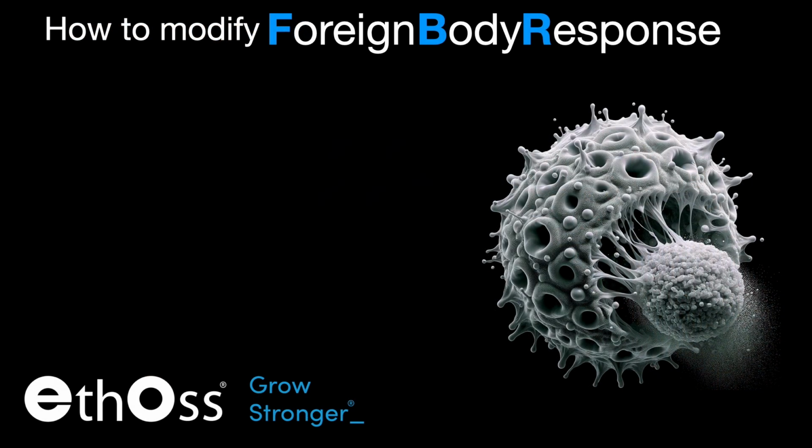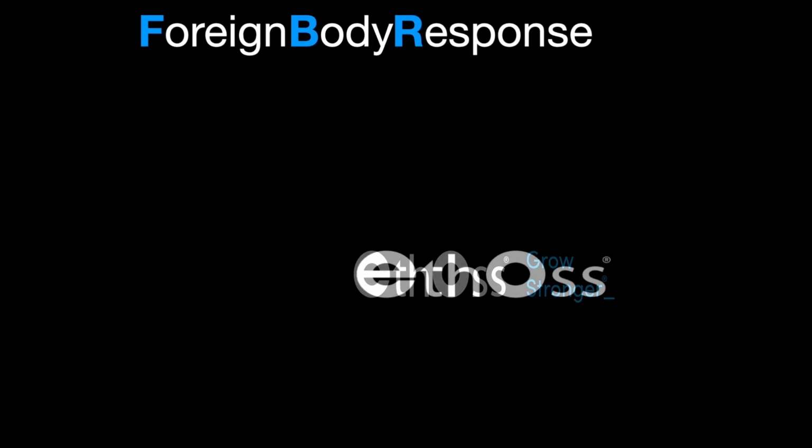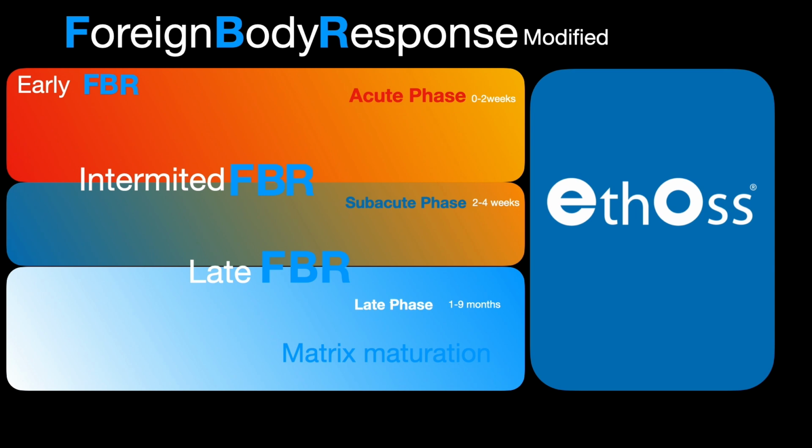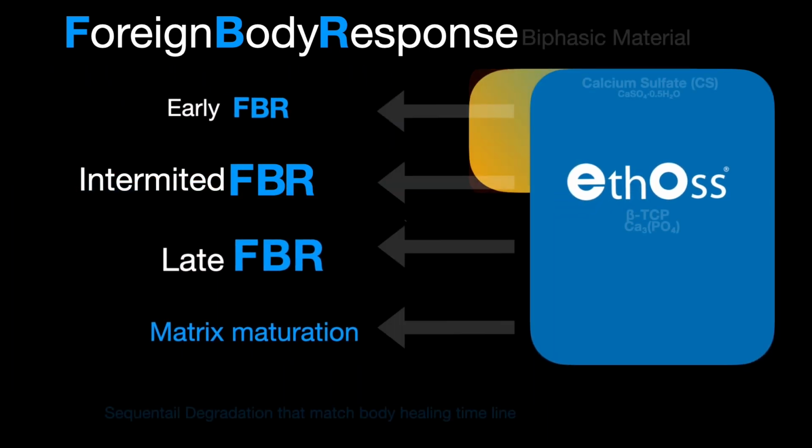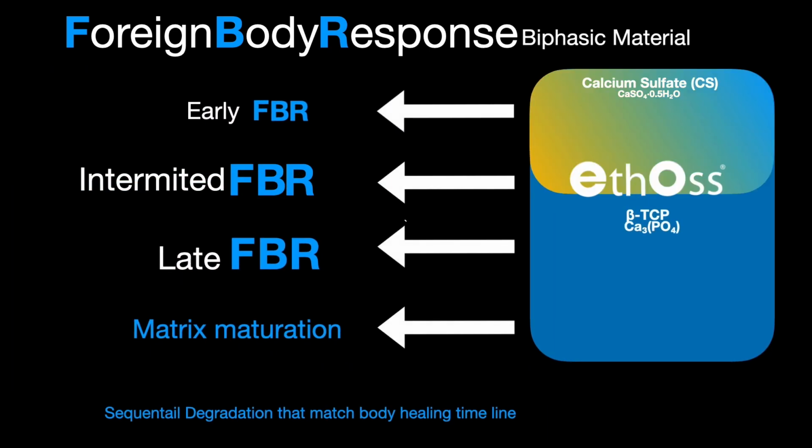So how to modify this body response? Oh well, we got one thing which definitely works throughout the whole foreign body response, which is biphasic calcium sulfate and beta TCP. We know that they both work sequentially, and they match the body healing timeline more or less.